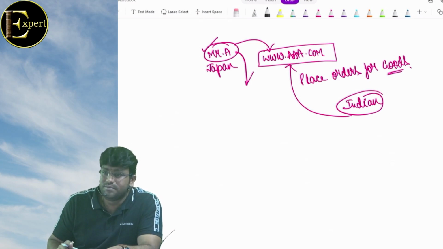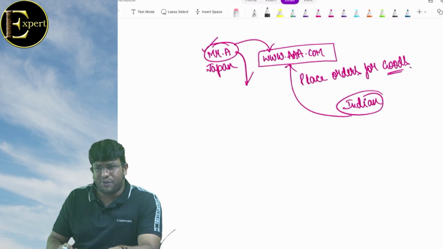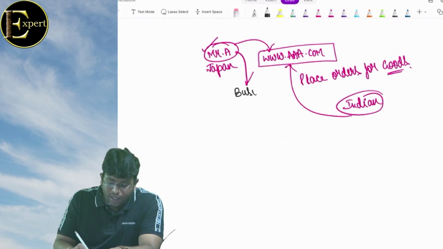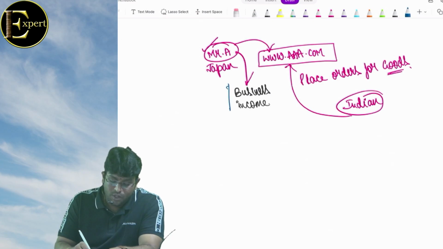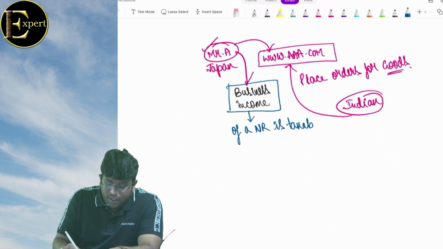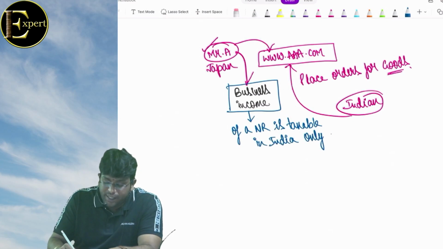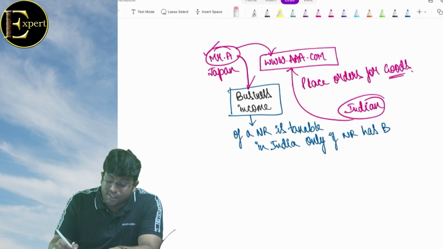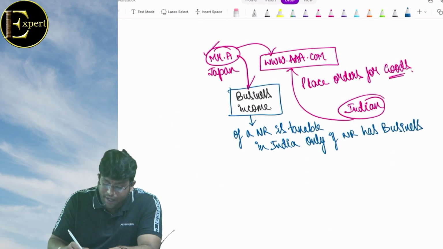From this A's point of view, what is the nature of income, beta? Is it royalty income? Is it interest income? Is it a fees for technical service? What kind of income is it? It is normal business income. Do you agree to that? And law specified that business income of a non-resident, I repeat again, business income of a non-resident is taxable in India only if non-resident has BC in India. Only if non-resident has business connection in India.